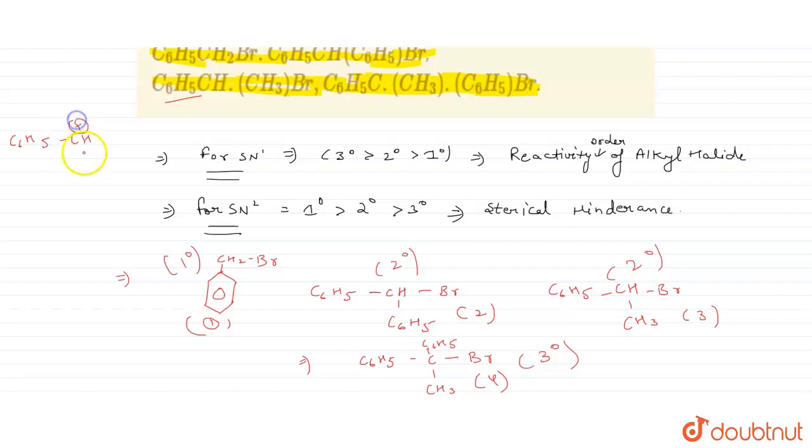C6H5 CH positive C6H5. So this carbocation will form when this 2 degree, or this second compound, loses the nucleophile. And in this compound, that is C6H5CHBrCH3, I am drawing it here, the carbocation will be like this: C6H5 CH CH3, and this is the carbocation formed.